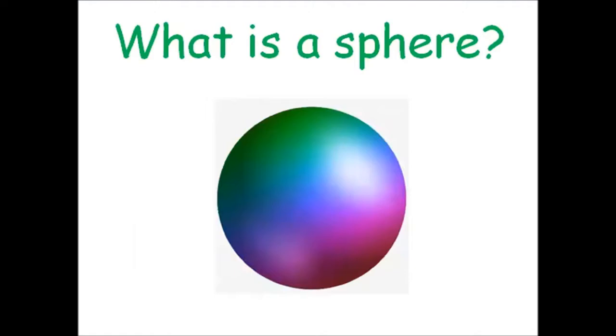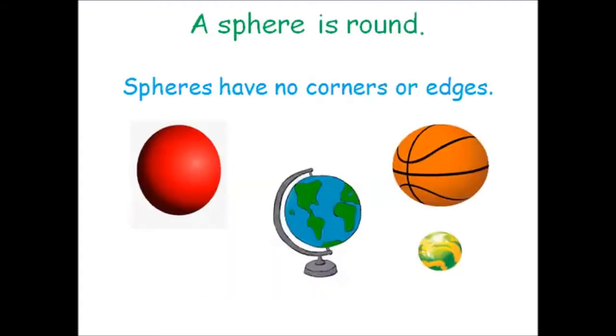So the question asks, what is a sphere? What you are seeing here on the screen is a sphere. Remember, a sphere looks just like a ball. Yes, it's round like a ball. So here's a little reminder about spheres. A sphere is round, okay? Spheres have no corners and they have no edges. Remember we said that?